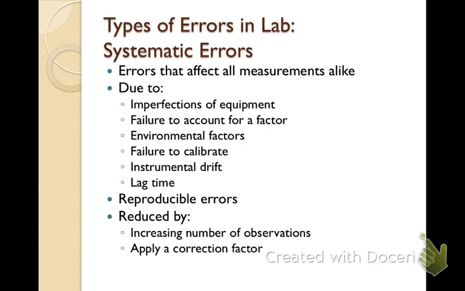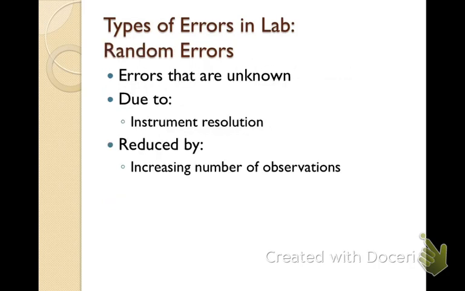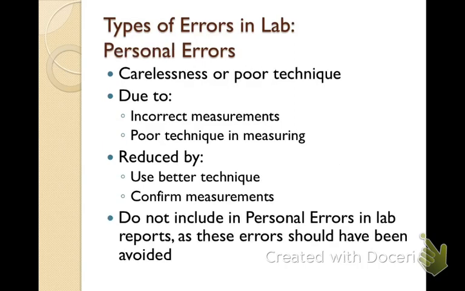These are reproducible and are reduced by increasing the number of observations, meaning repeating your experiment. We can also apply a correction factor. For example, some of our thermometers don't read exactly what they're supposed to, so we can multiply by a certain correction factor for that. Random errors are the errors that we just don't know why they happened. Most of the time it's due to the instrument itself, like the resolution or how precise it is, and this can be reduced by, again, repeating your experiment many times.